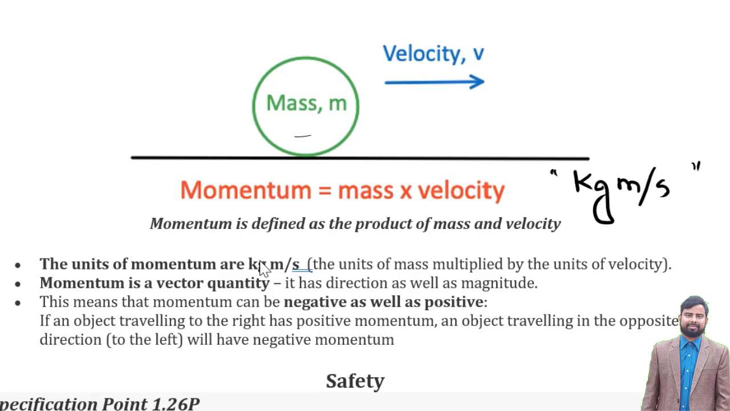Momentum is a vector quantity because it has direction as well as magnitude. This means that momentum can be negative as well as positive. Very important point. If an object traveling to the right has positive momentum, an object traveling in the opposite direction, that means to the left, will have negative momentum.